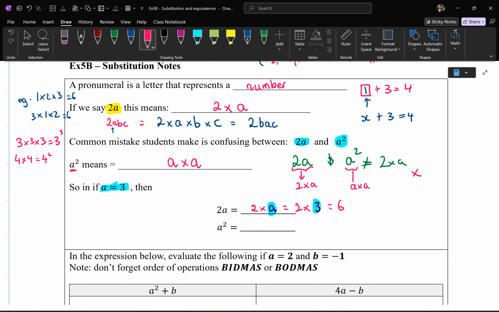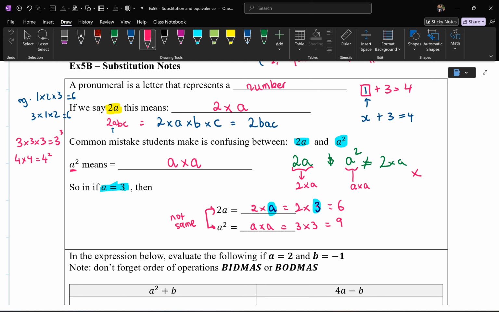What about the second problem? If it's A squared, then A squared doesn't give me an answer unless I know what A is. But I do know what A is. A is 3. This means A times A, and that gives you 3 times 3, which gives you, what's 3 times 3? 9, very good. Hence, 2A and A squared are not the same. They're two different answers there. Okay, not the same.